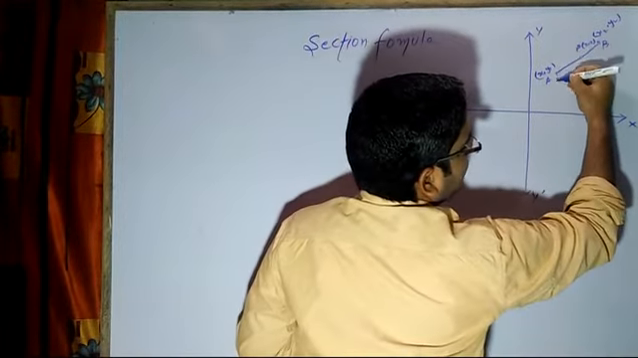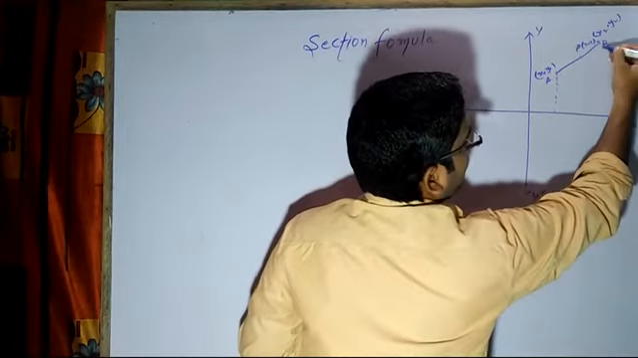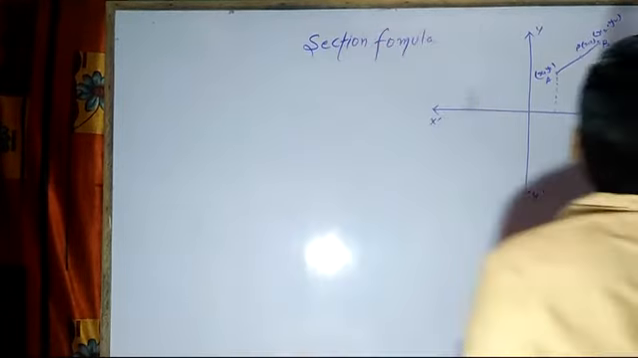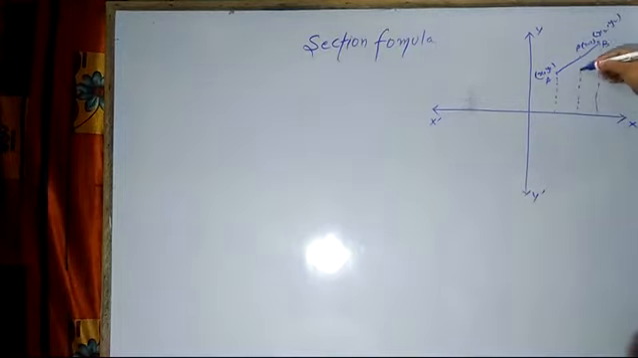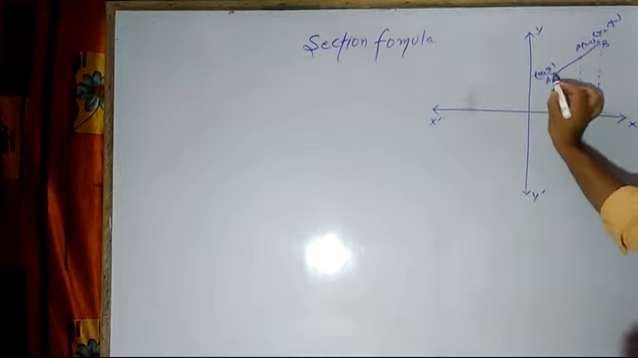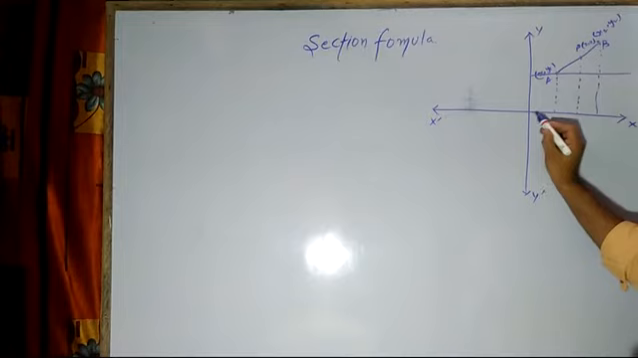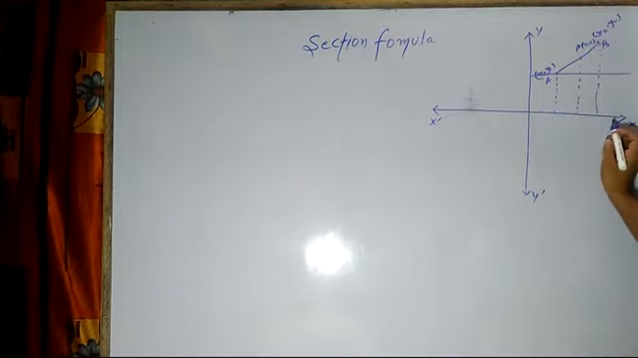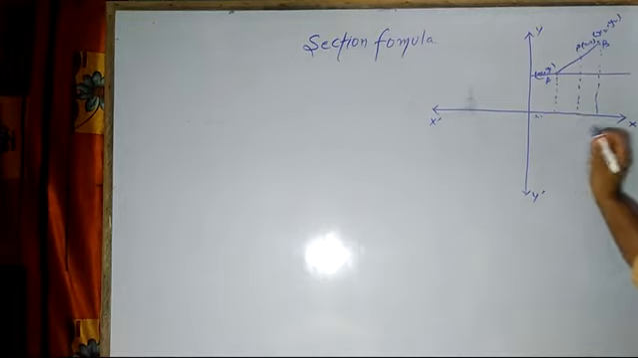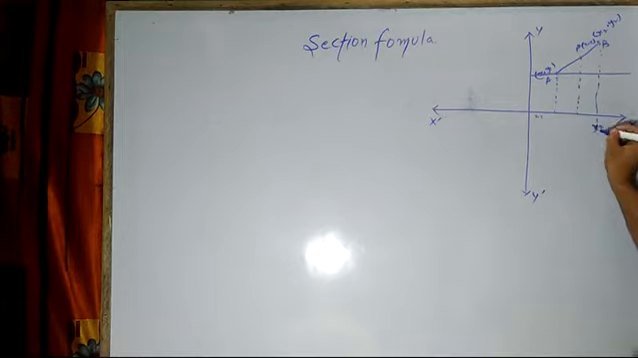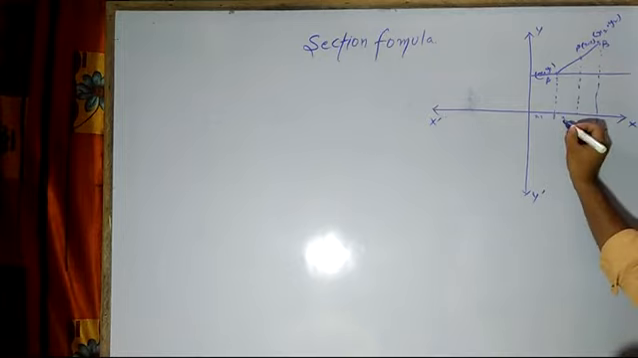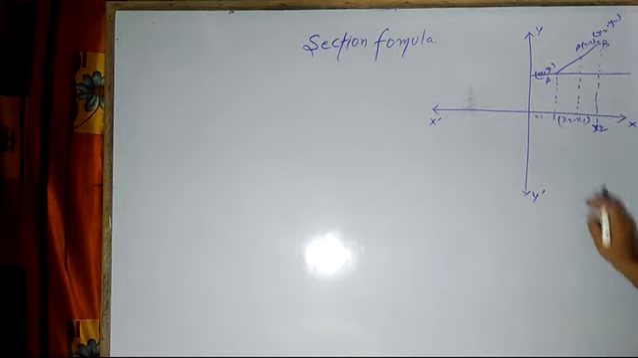First of all, as usual in the case of the distance formula, we have drawn the perpendiculars, and for this also we will draw the perpendicular on the x-axis and on the y-axis. From here to here it is x, and from here up to here it is x2. Now the distance between this and this will be x2 minus x1, as we have seen in the distance formula. Now this will be equal to y2 minus y1.